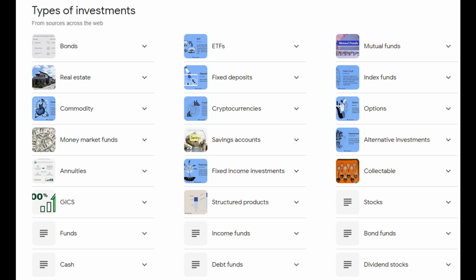Okay, so you're already convinced you want to start investing. The question is, in what? Search Google for types of investments and you come across that. Whoa, alright, since I don't want you feeling like this, I promise I will simplify the different types of investments there are.